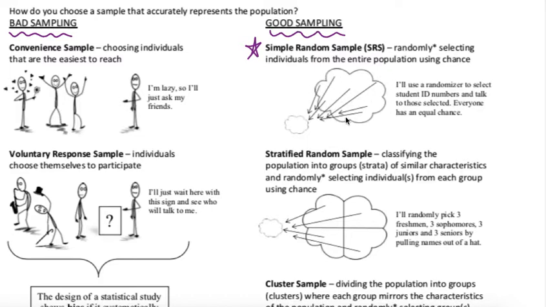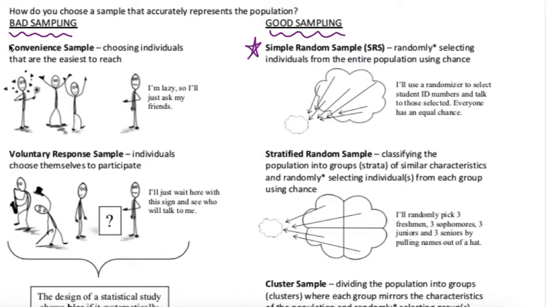So if this was the school, and I'm trying to sample some group of students from our school, I'm going to label every single person with an ID and then randomly choose those people. This would become my sample. This is one good way to sample.